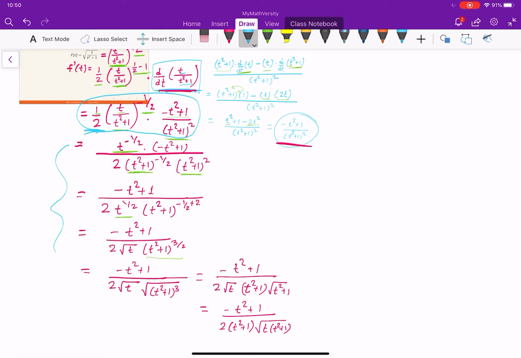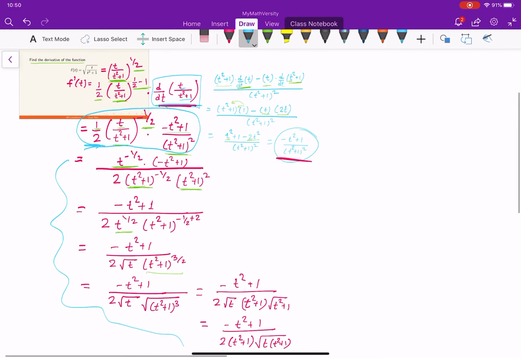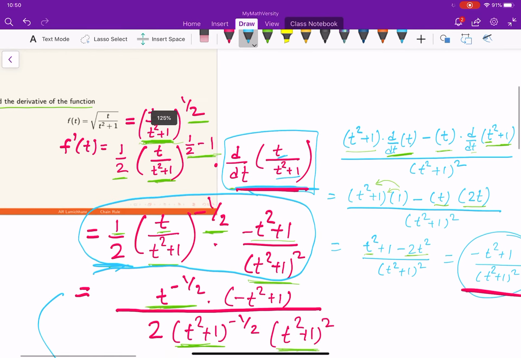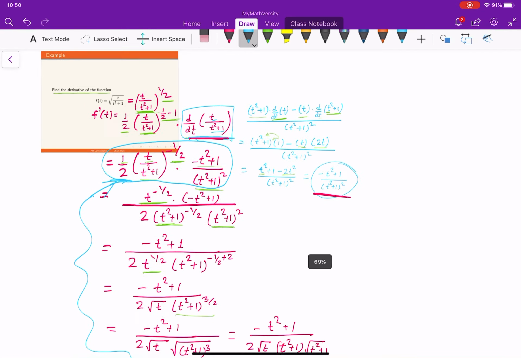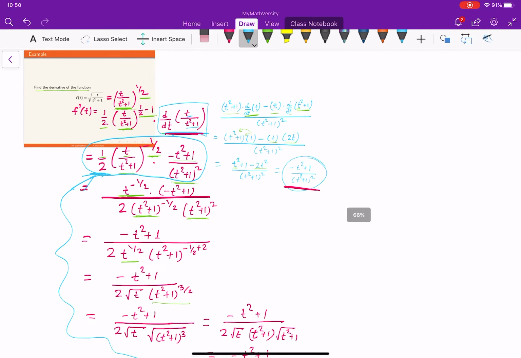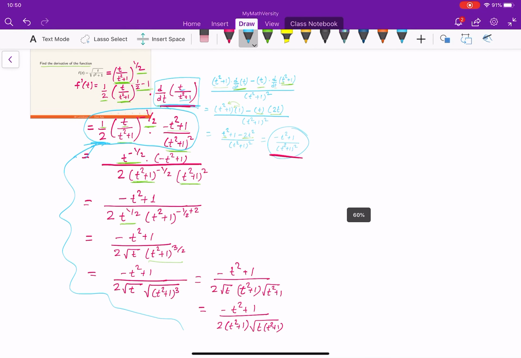What alternative do you need? You can try some other alternatives too, or maybe one of them would fit based on your desired form, I don't know, but this is sufficient for you to find the derivative of the function. Okay, let me show you all the solution.